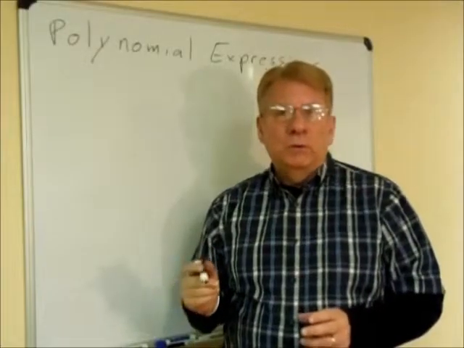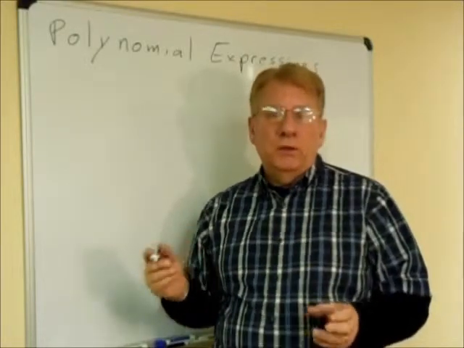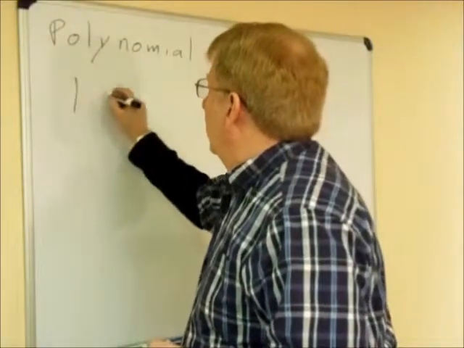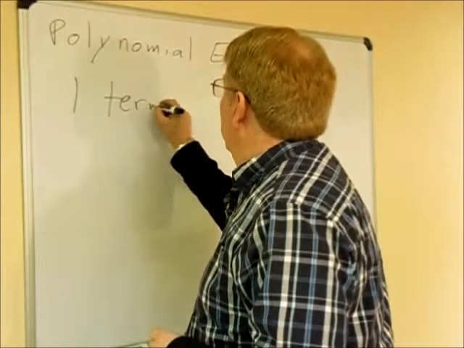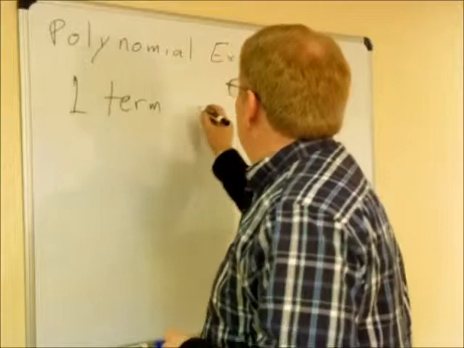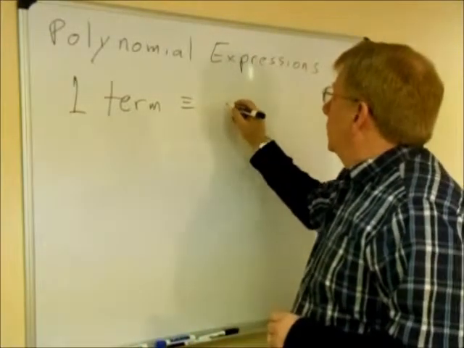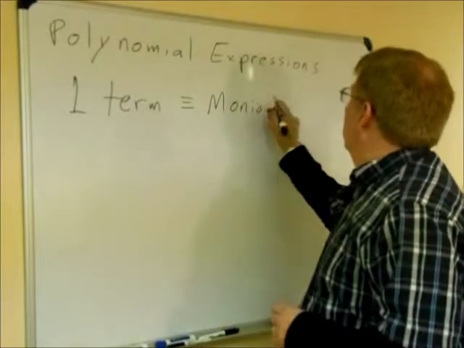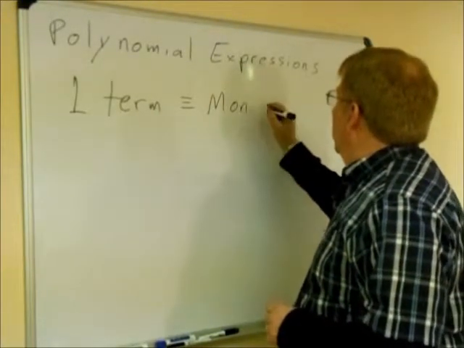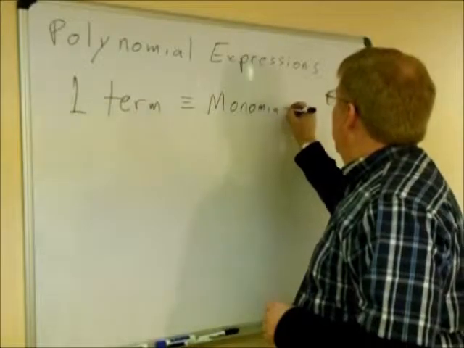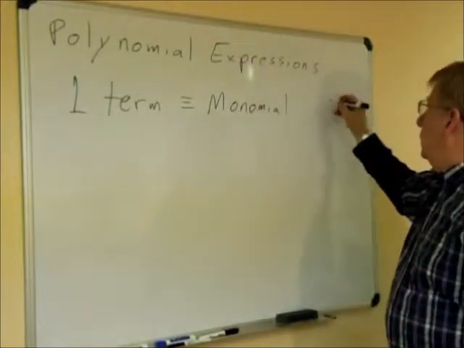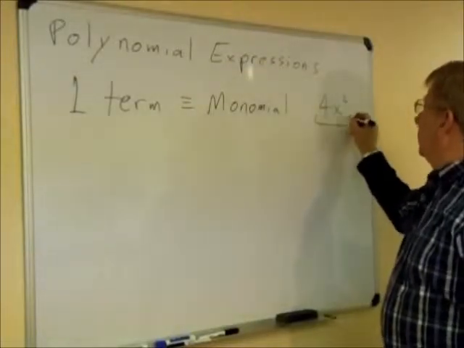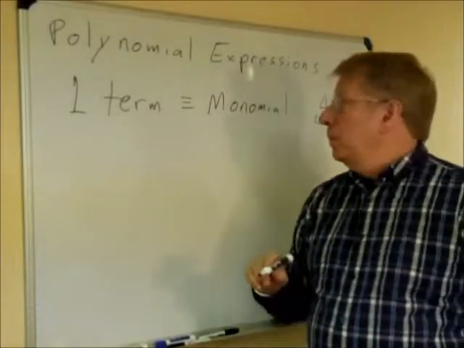Let's try to figure out polynomial expressions by the number of terms involved. So if we have one term, then we would call that a monomial. An example of that could be 4x squared. That's one term, so it's called a monomial.